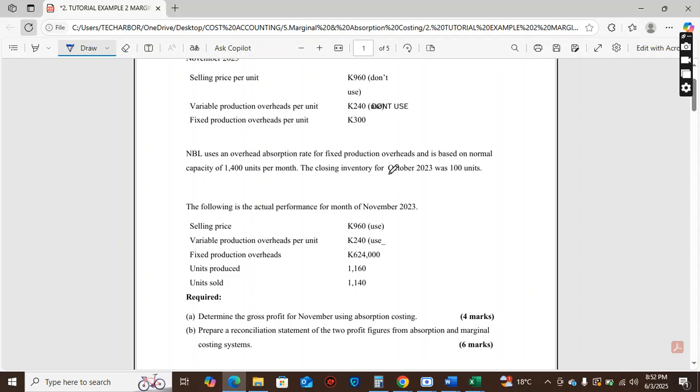Yes, this is the closing inventory for October. Since we're now in November, that's our opening inventory. So opening inventory, 100 units. Now we need to get our closing inventory. Closing inventory, or maybe let me put it as CI.